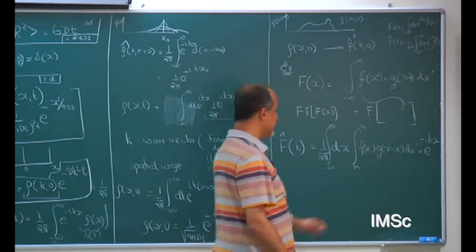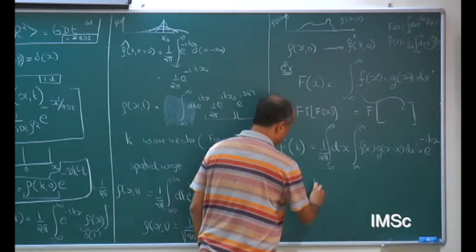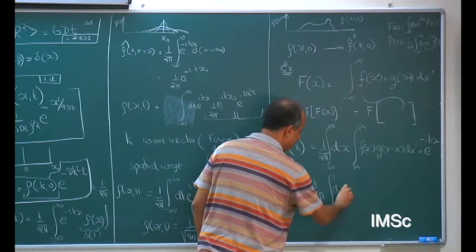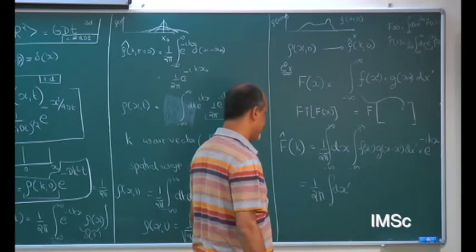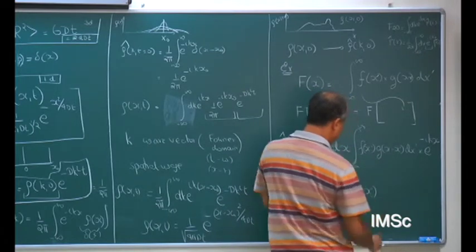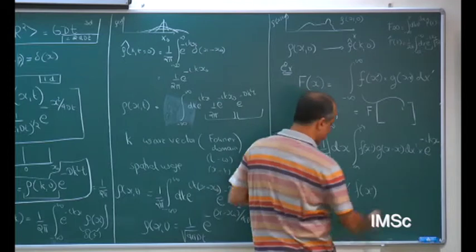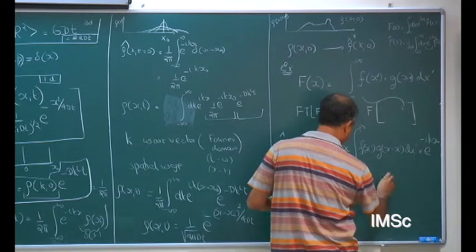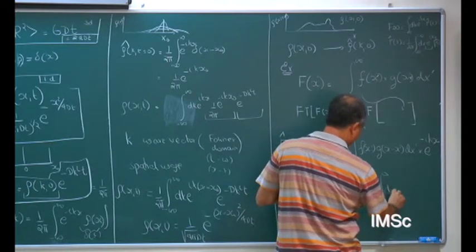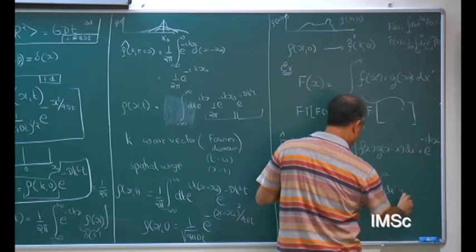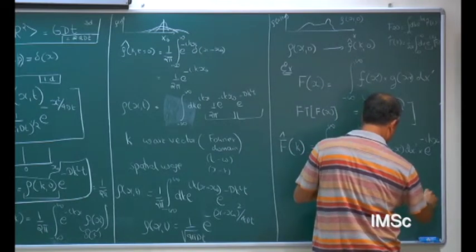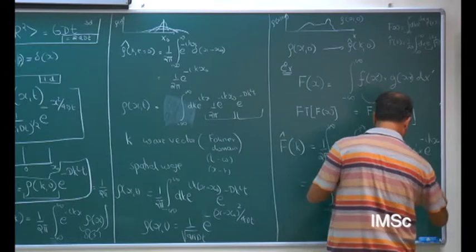Now let me interchange these integrals. Let me write this as 1 over 2 pi integral dx prime, then I can put f of x prime in here because this doesn't depend upon x. Then write this as an integral, so all these integrals are from minus infinity to infinity, of dx prime, dx, g of x minus x prime e to the power minus i k times x.